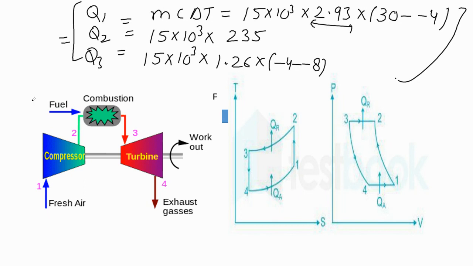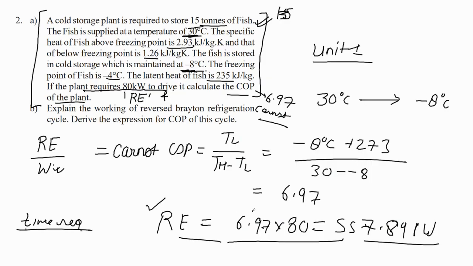Let me just solve it. It comes out to be 5.06 into 10 raised to the power 6 kilojoule. So this much amount of heat we have to remove from the system. And how much heat is removed from the system in 1 second? This much heat is removed from the system in 1 second.